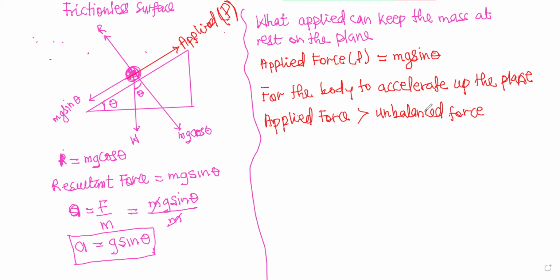Let me give the chance to Ejiwa to also talk. I think it's the net force. Thank you. So the difference between the applied force and the unbalanced force must be equal to the net force. The net force, which is actually causing the acceleration, is equal to the applied force P minus the unbalanced force mg sine theta.